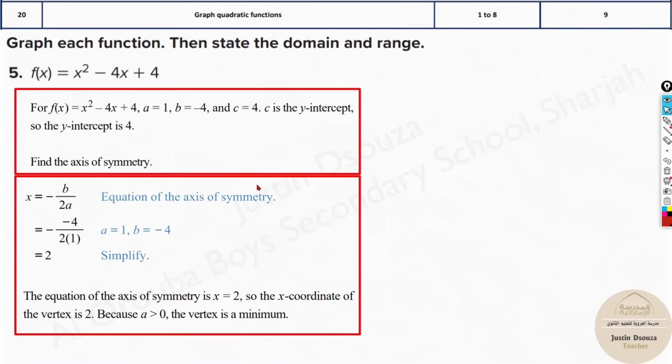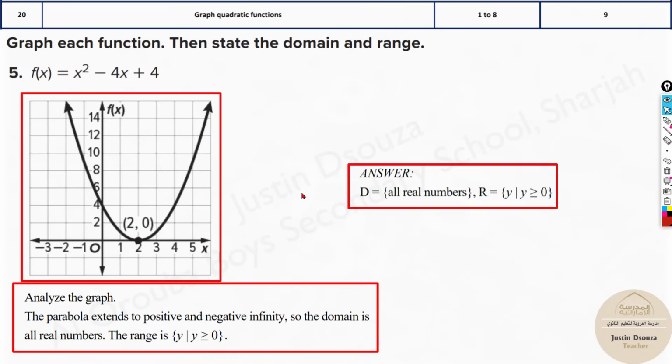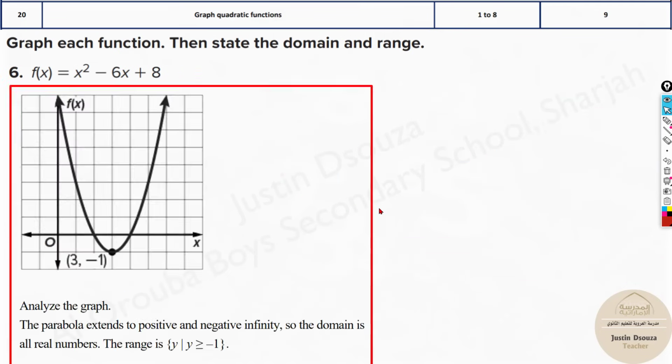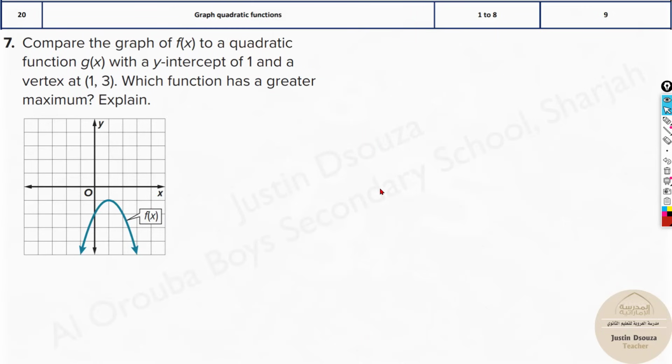This is again a similar problem. All are simple, straightforward. Please do them by yourselves. You can pause the video, look into the solution, and then check your work. Here we have some interesting problem. They have told us to compare graphs. Compare the graph of f of x to a quadratic function g of x with y-intercept 1 and a vertex of (1, 3). Find which function has the greater maximum.